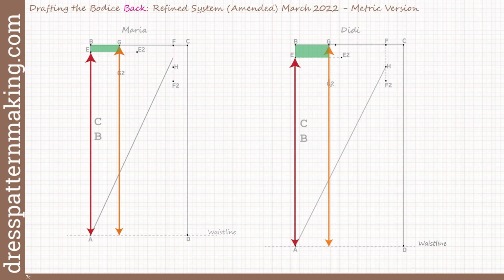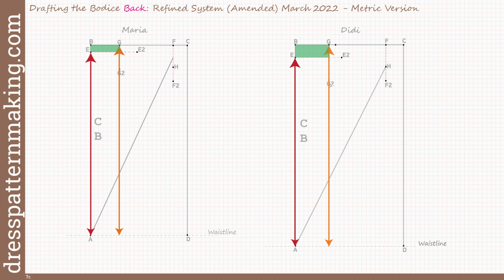The green shaded areas on this slide show the depth of the back neck curve. You can see that the shaded area on the left, my neck curve, is quite shallow. With that shallow curve, the neck curve ends up being slightly longer than the body measurement, and that slight increase is needed for ease.